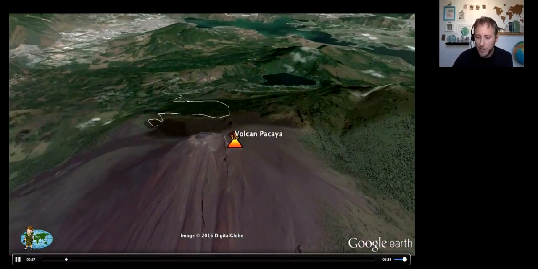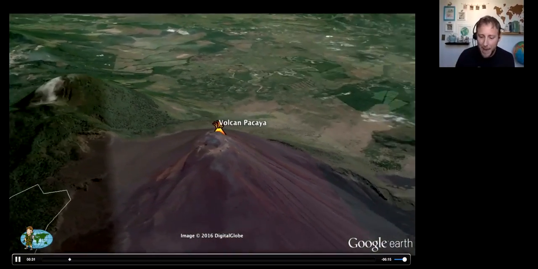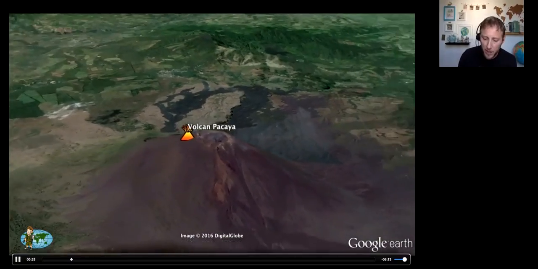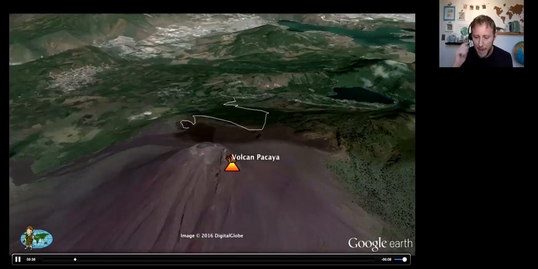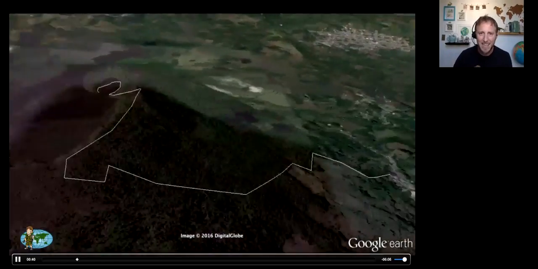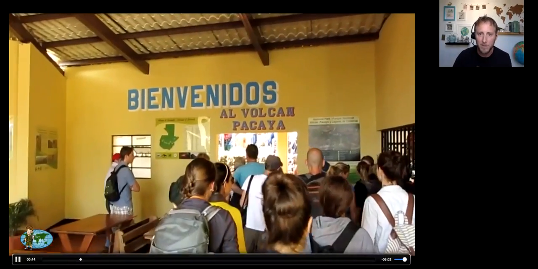So Pacaya volcano, how tall is this volcano? It's 8,373 feet. The first eruption happened 23,000 years ago, so a pretty young volcano. But the last major eruption happened in 2014. It has had some smaller ones since then, but the last major one was 2014.